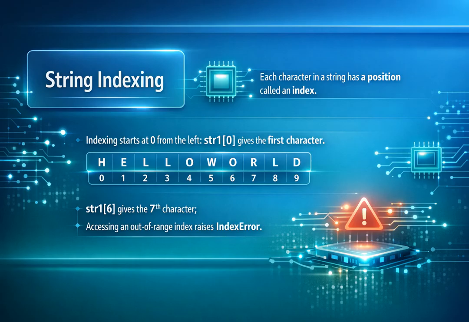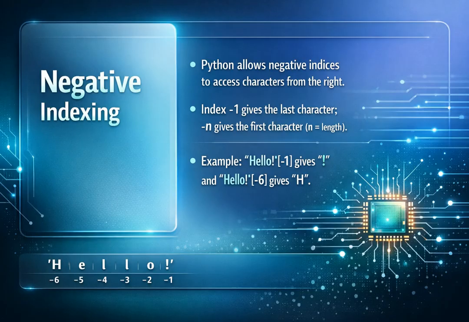Every character in a string has a position called an index. Indexing starts at 0 from the left, so the first character is at index 0, the second is at index 1, and so on. Accessing an index beyond the length of the string raises an IndexError. Python also supports negative indexing, which lets you access characters from the right end. Index -1 refers to the last character, -2 to the second last, and so on. This is particularly useful when you need the last character but do not know the length of the string.